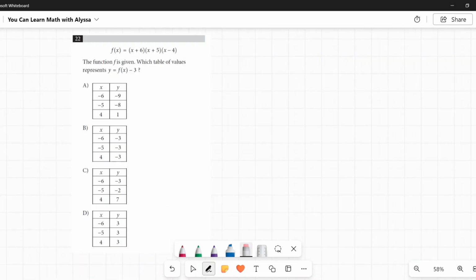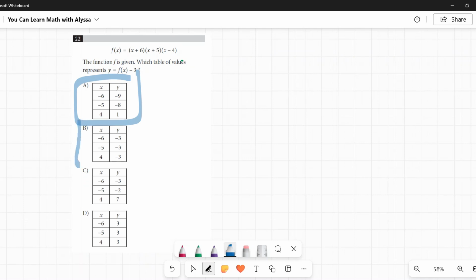Number 22, f of x equals x plus 6 times x plus 5 times x minus 4. The function f is given. Which table of values represents y equals f of x minus 3? So this f of x minus 3 means that if you're given a value for x, you would first plug it into all 3 of these. You get an answer, so that's your f of x. You take that answer and put it in here. You subtract 3 more from that answer, and that gives you your final y.